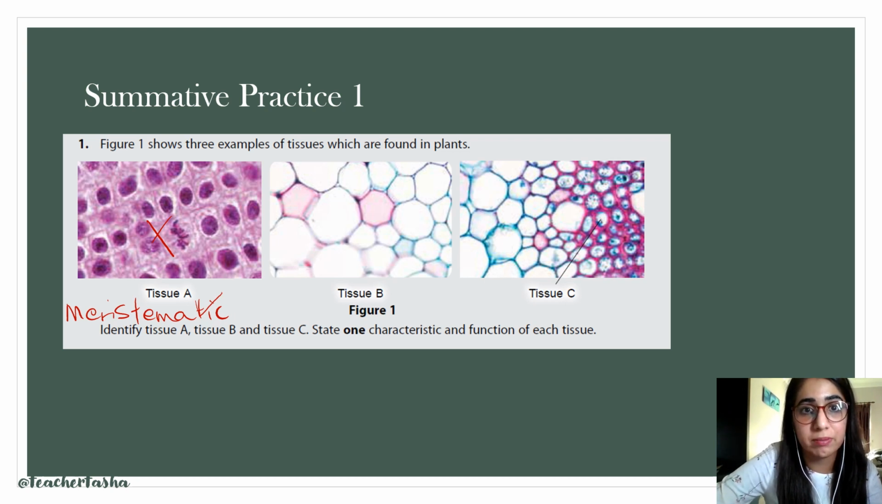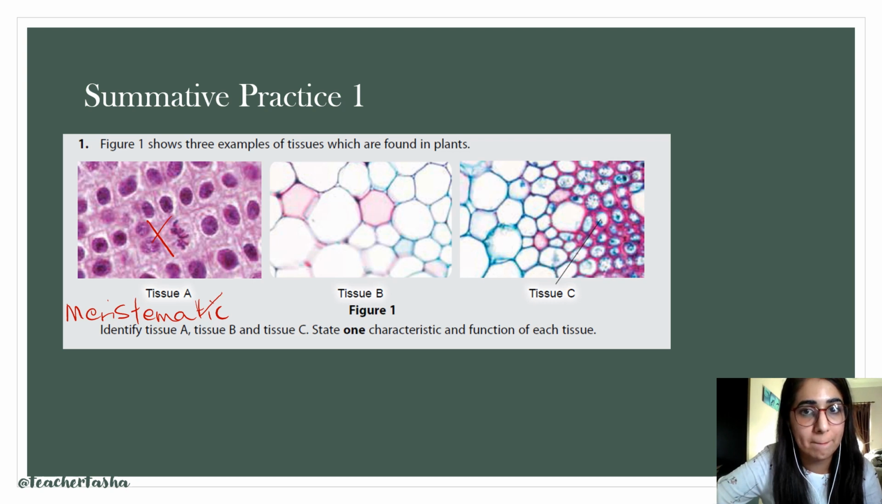Tissue B is what? What do you think tissue B is? It looks big, but it has uneven thickened cell walls. So we have here collenchyma. The characteristic of collenchyma is that the cell wall is made up of pectin. And the function is to provide mechanical support and elasticity to the plants.